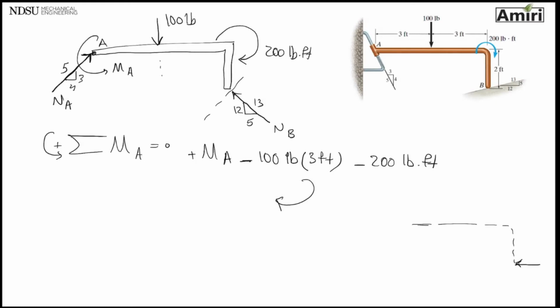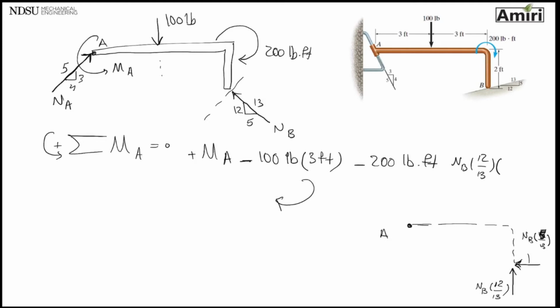So this one is going to be NB 12 over 13. And then I have another force that is NB, and this one is 5 over 13, and this one is 12 over 13. Okay, now I'm taking a moment about point A. So let's just start with NB 12 over 13.